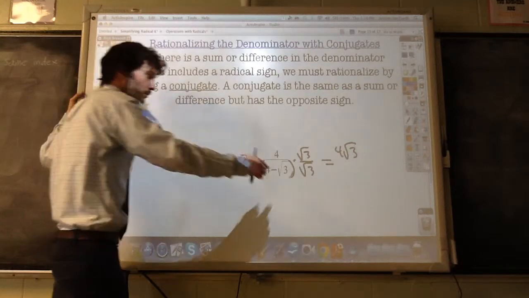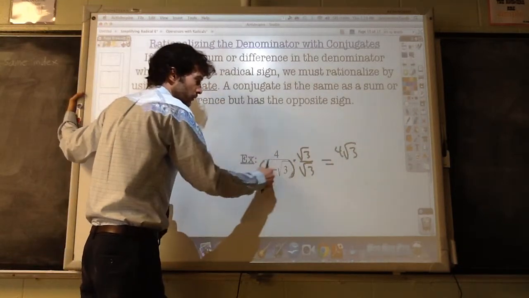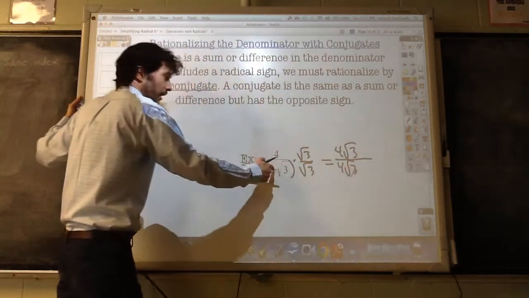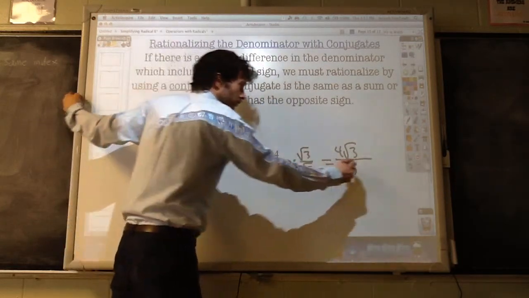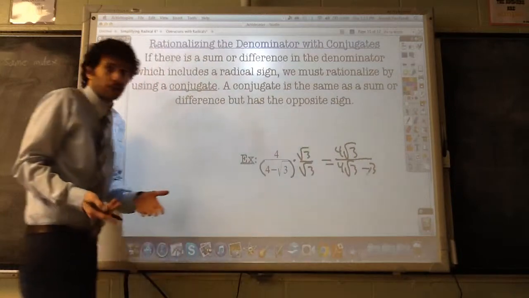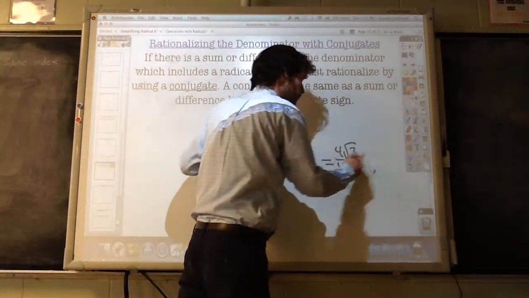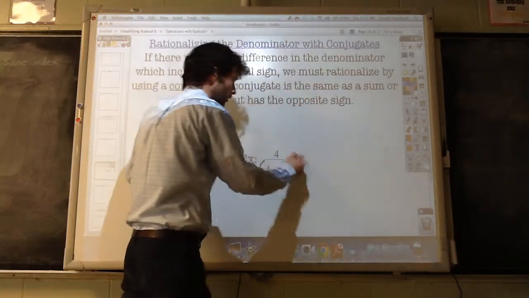And then, hold on one second, Amber. And then down here I would distribute. 4 times the square root of 3 would give me 4 times the square root of 3. And negative square root of 3 times square root of 3 would give me negative 3. I haven't cured my problem, because I still have a square root of 3 on the bottom. So multiplying by the conjugate will cure the problem.